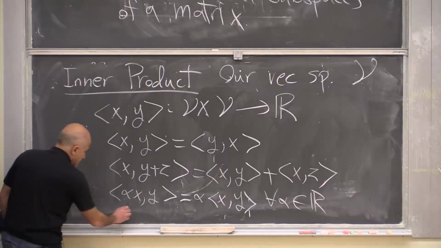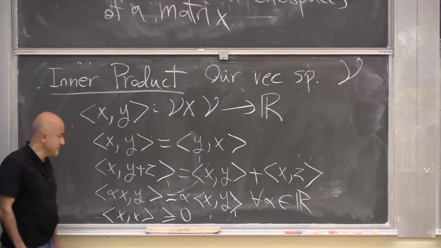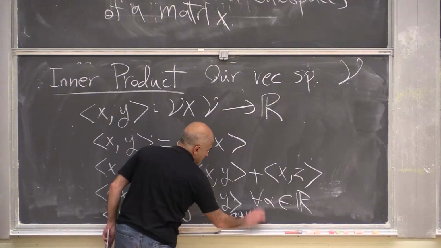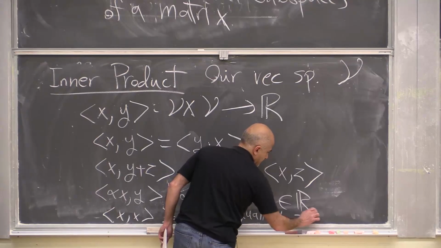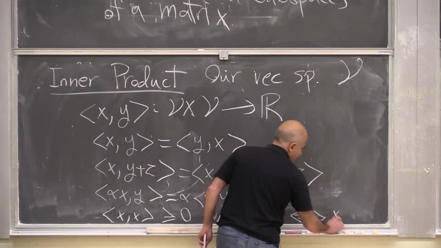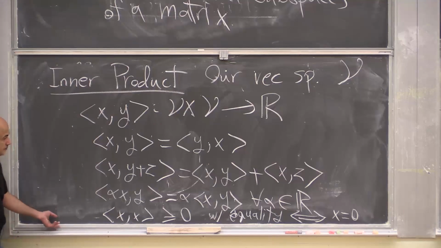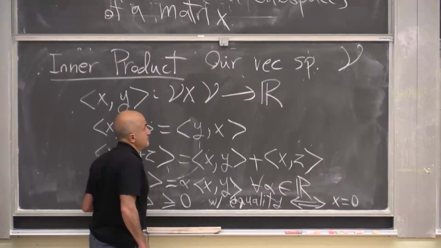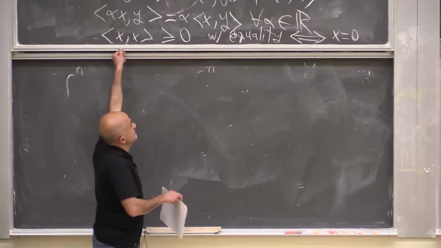And the last property was that if I take the inner product of any vector with itself, I'm going to get a non-negative quantity, with equality if and only if x equals the 0 element in my vector space. So those were the properties of the inner product.